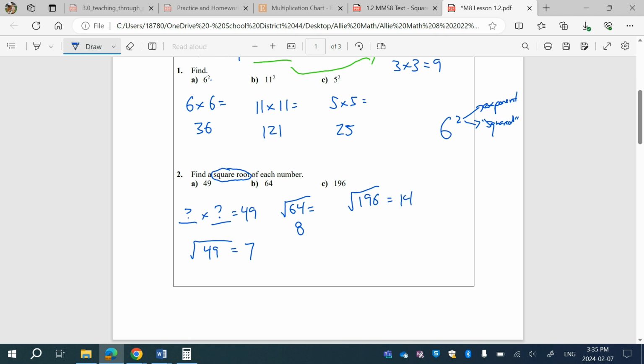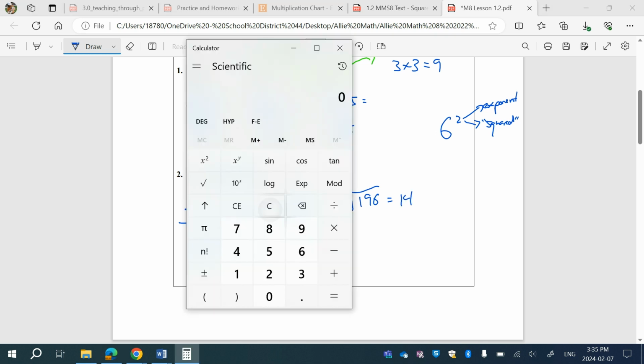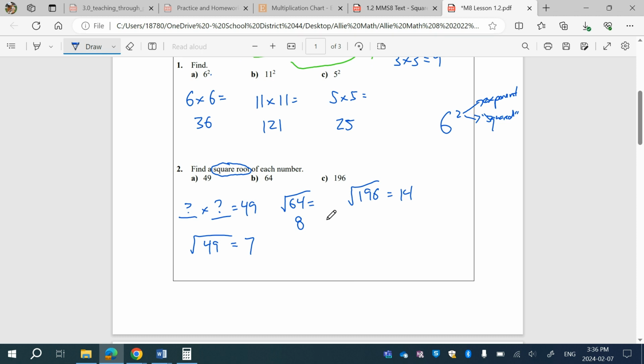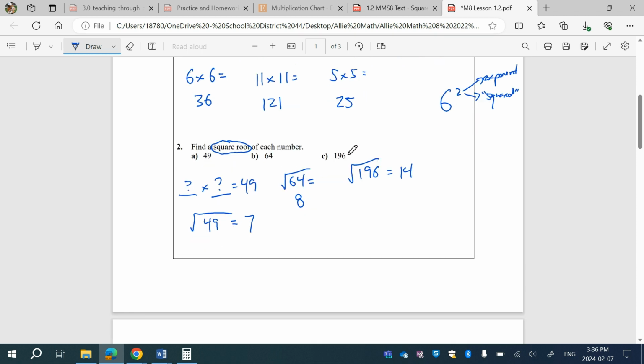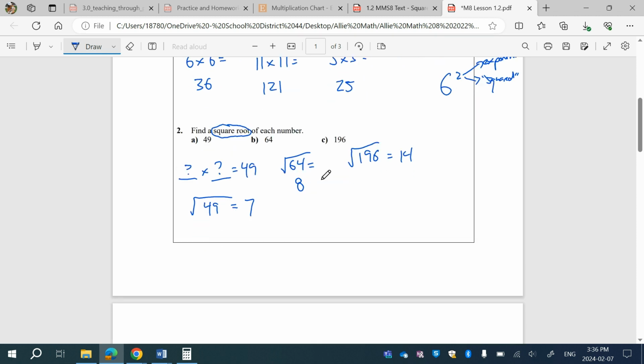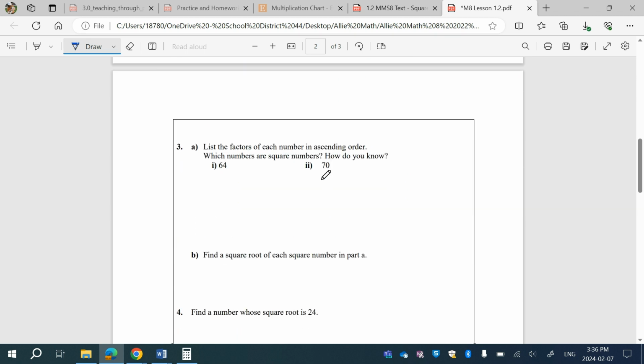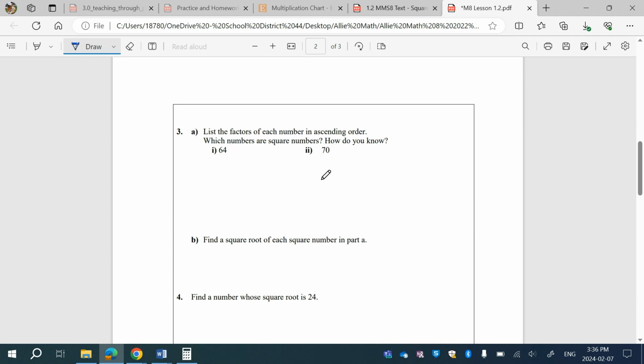So that means, and that should be true, that 14 times 14 is going to give us 196. And is that true? Yeah, it is. Okay, so that's what that is finding. It's kind of finding its origin story, where it starts out. So you're asking yourself what times itself is going to give us 196. Okay, let's move on. We need to list the factors of each number in ascending order.